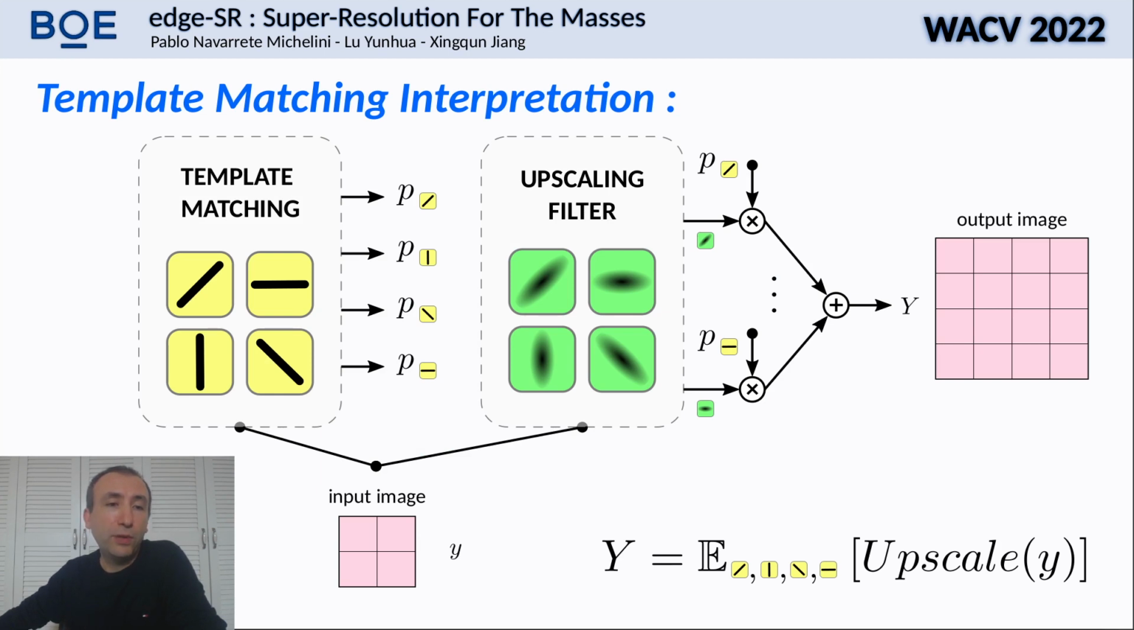Let's take a look at one of the oldest ideas in super resolution. We first define patterns, for example, edges, and estimate the probability of having one of these patterns. Here we can use template matching, and then compute the expected output of these candidate upscalers. This is just a weighted average. Template matching uses filters with the shape of the pattern, and upscaling filters follow a similar shape.